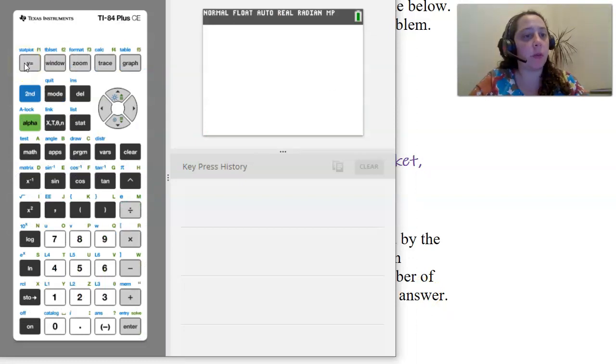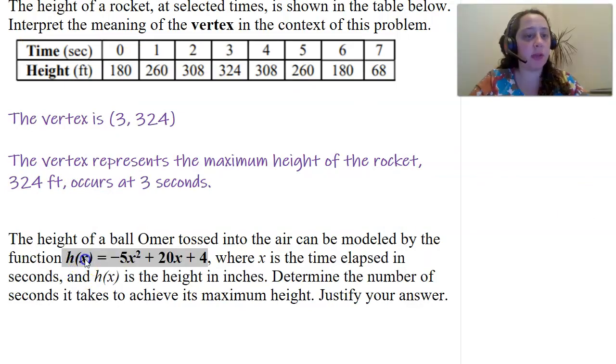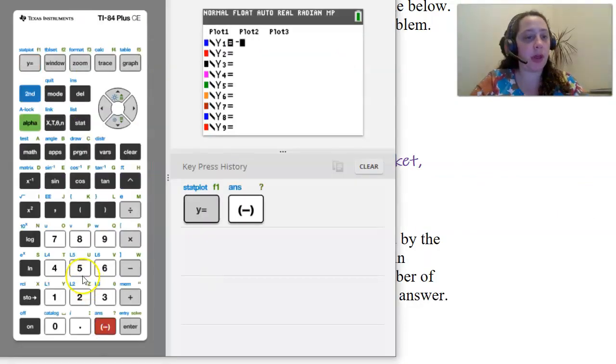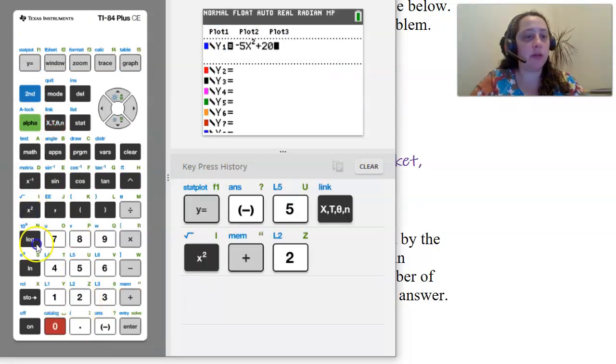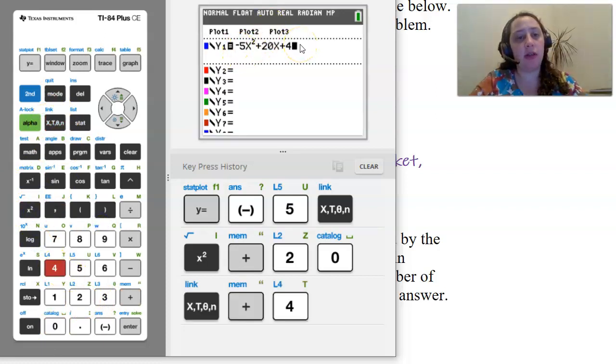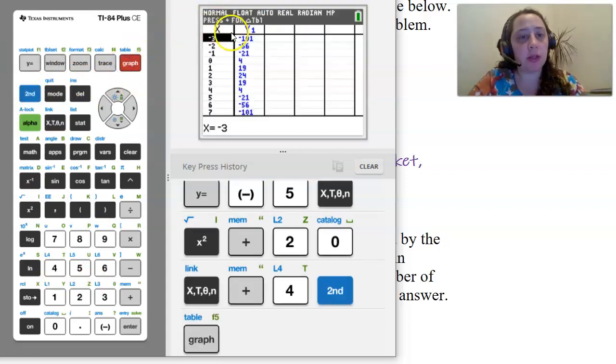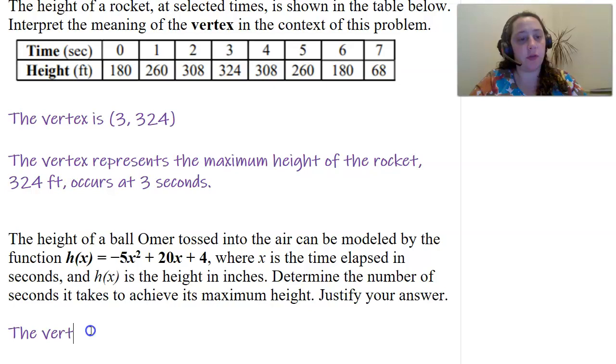So I'm going to press y equals, and then I'm going to put in my function. Here is my function. Negative 5x squared plus 20x plus 4. So I have my function in, and now let me use my table, second graph, and let's find our maximum, the number that does not repeat, or our biggest number, so that appears to be 24. So 224 is our vertex. So the vertex is 224.